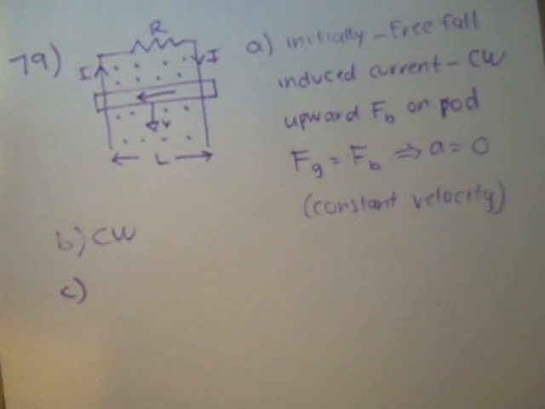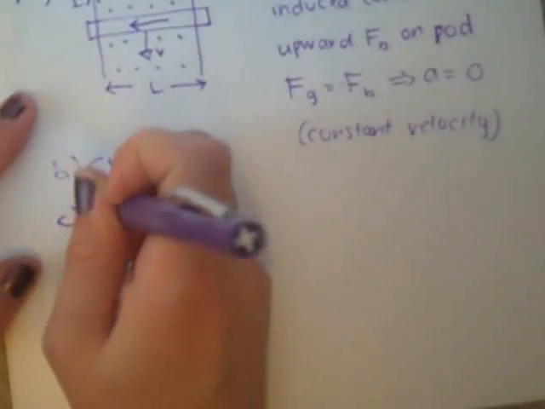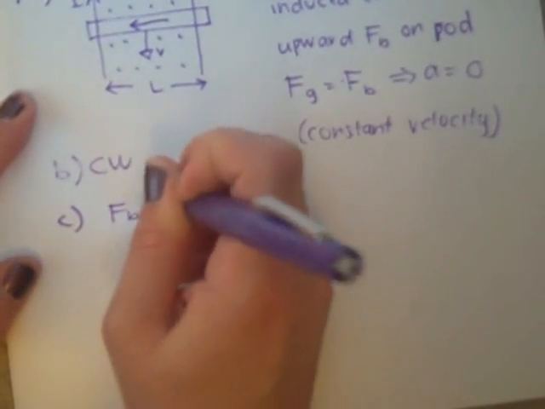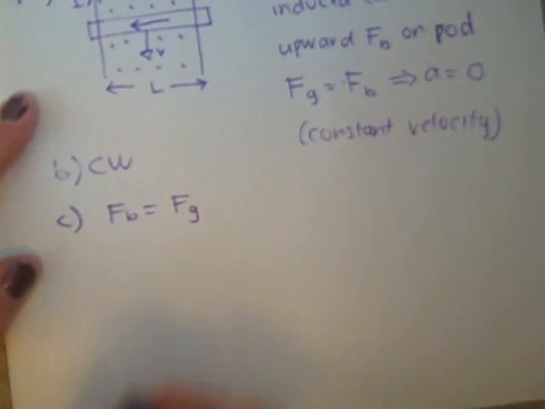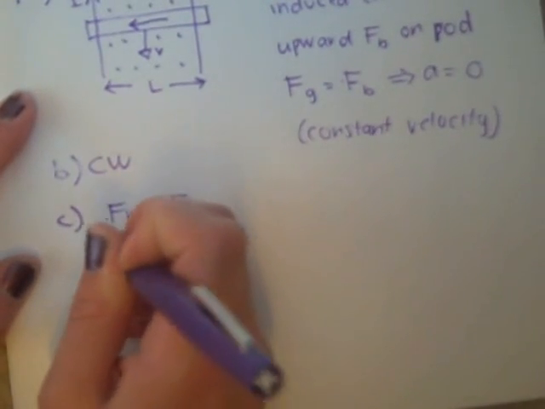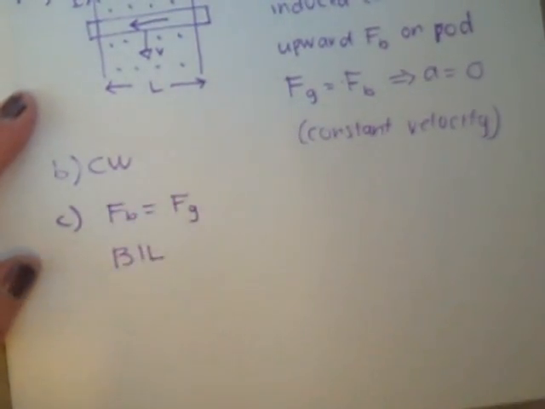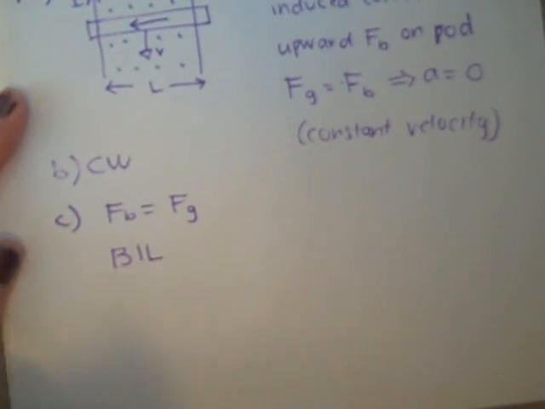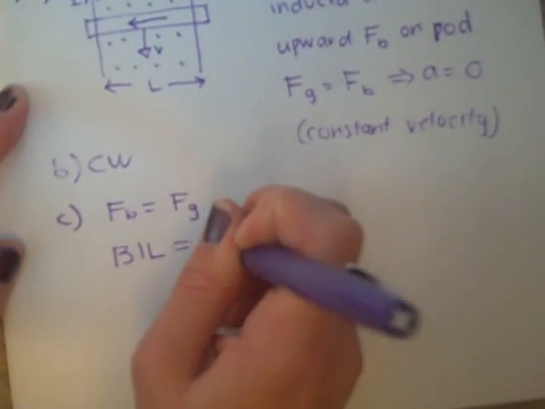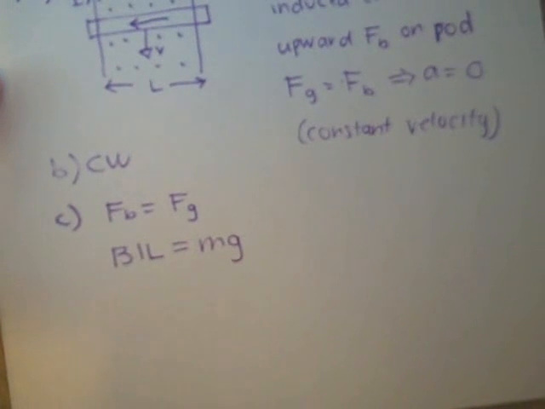And then finally, part C wants to know the speed of the rod after it's fallen for a really long time. And that's when your forces are going to be balanced. So we'll have FB equals FG. And our FB is going to be BIL times the sine of theta. But I'm going to leave out sine of theta since the magnetic field is perpendicular to the plane of the loop there. And so we'll get BIL equals M times G.